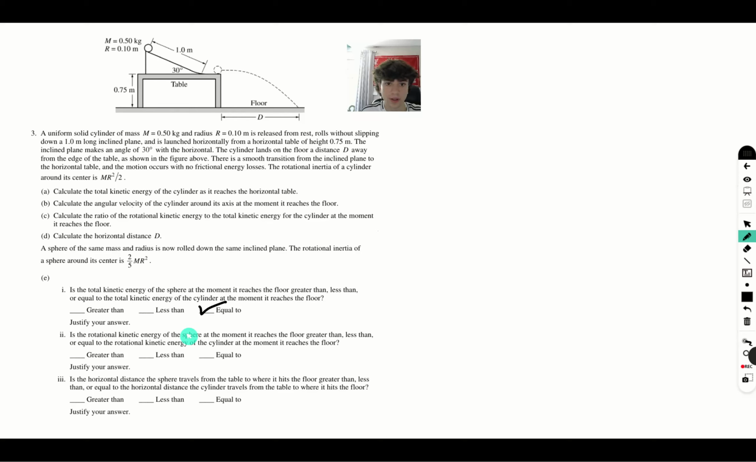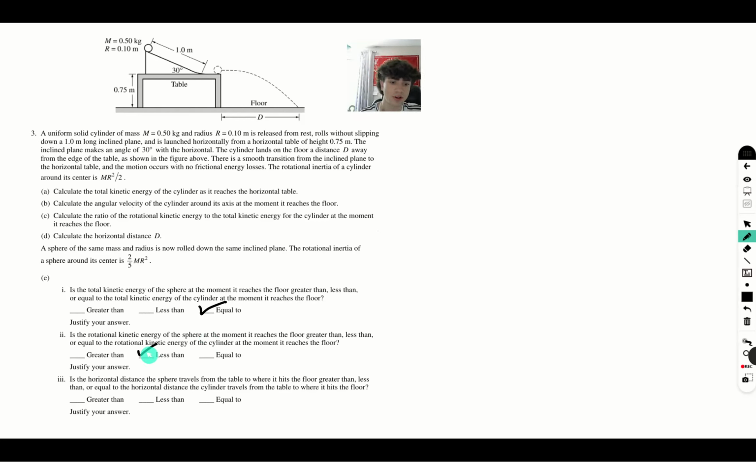So, due to the fact that the one with the greater inertia is going to be rolling slower, and in this case that's the cylinder, the cylinder is going to have more energy spent on it rotating and therefore less on it translating. So the cylinder is going to have the greater rotational energy, so that means that the sphere is going to be less than.